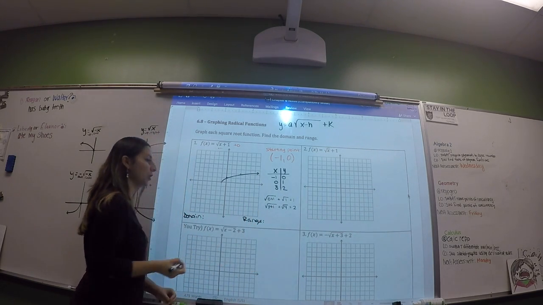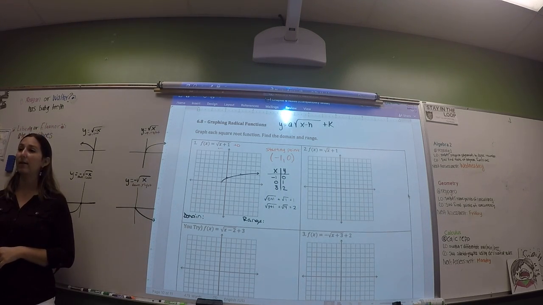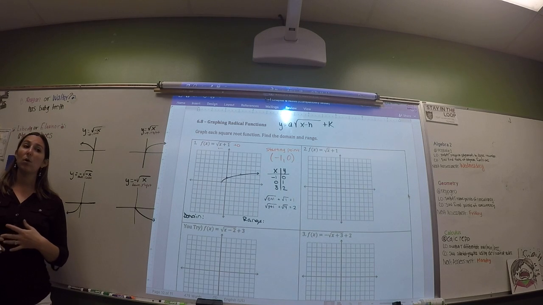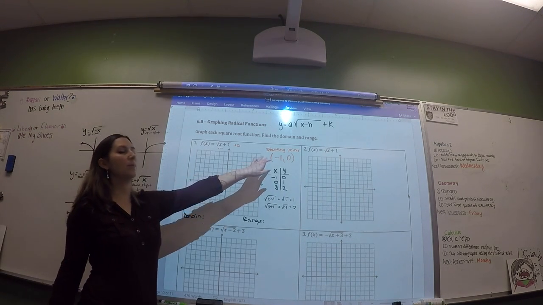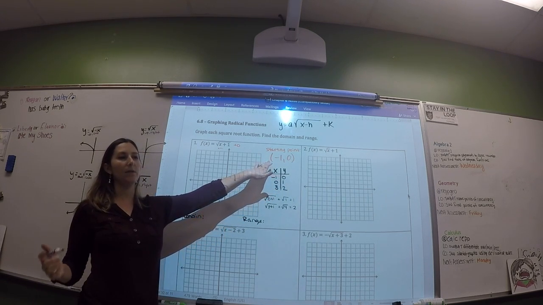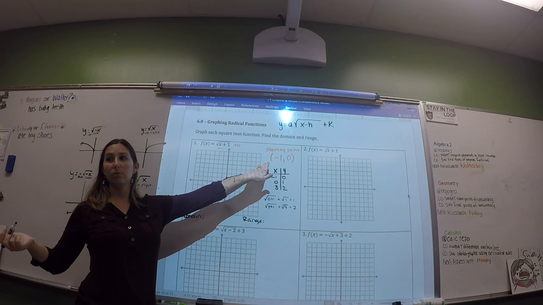The domain and the range describe the x's, the set of x values, and the set of y values. So the domain tells you what the x's are doing. Now, I said that the starting point was important. The starting point gives you part of the domain and part of the range.